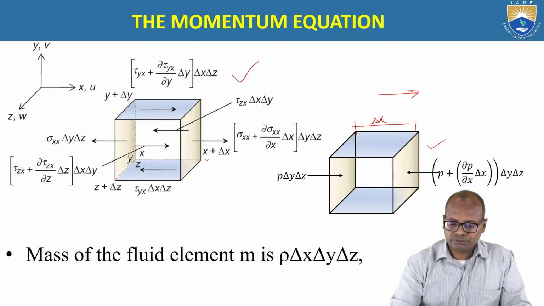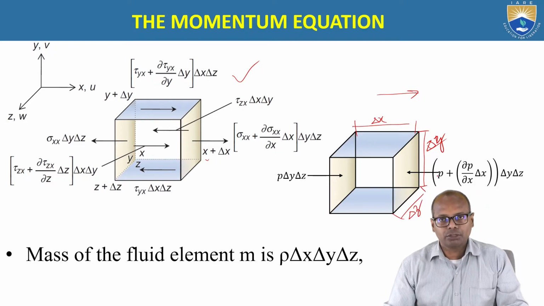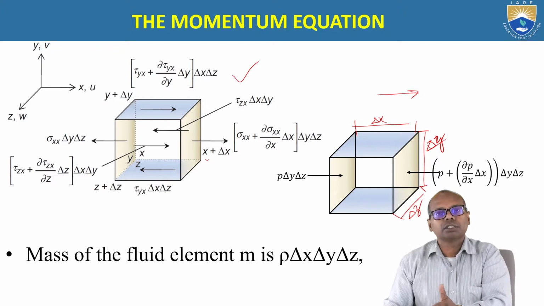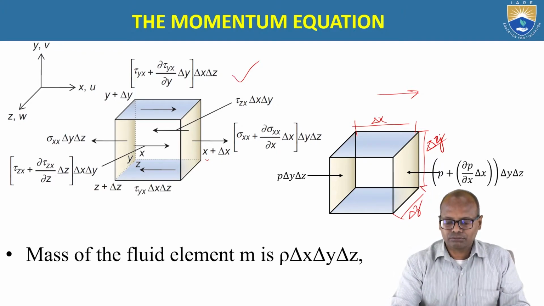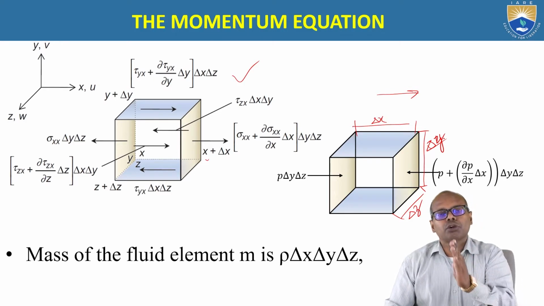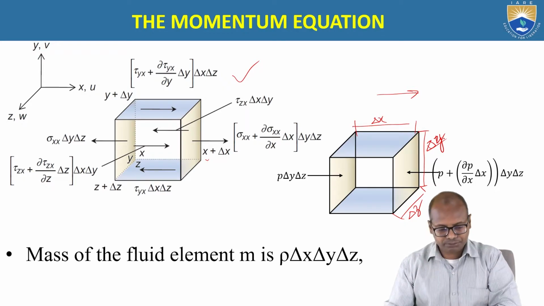So what is this? This is delta y, and this is delta z. Now if I want to find the volume of this element, it is the product of these three dimensions, delta x, delta y, delta z. Now if I want the mass, mass is nothing but the product of density into volume, that is equal to rho into delta x into delta y into delta z.